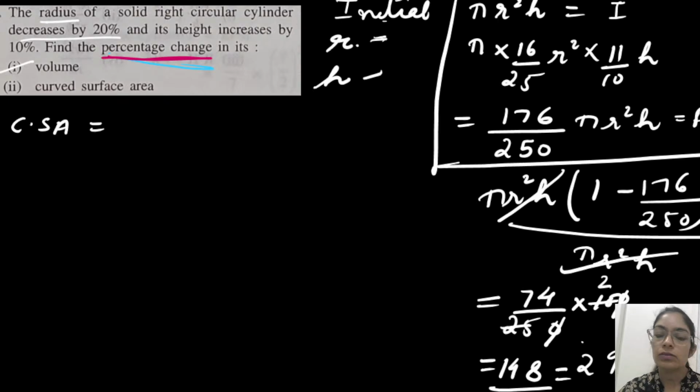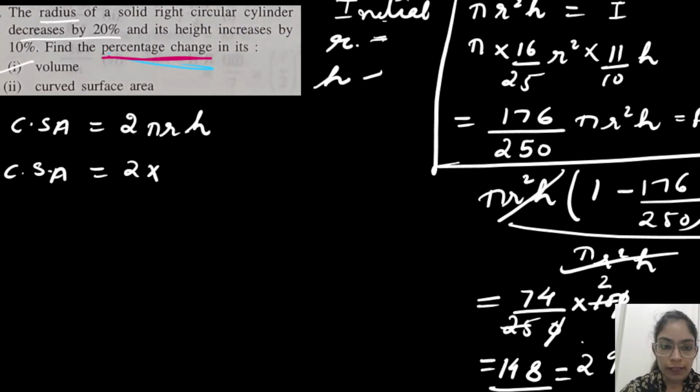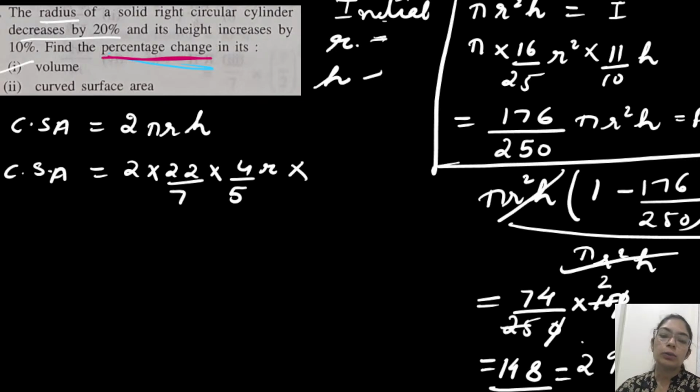Curved surface area's formula is 2 pi r h. Then final, F means final, curved surface area, 2 into 22 by 7. R's value we already found. The new r was 4 by 5 r. 2 into 22 by 7 pi, 4 by 5 r, h is 11 by 10 h.